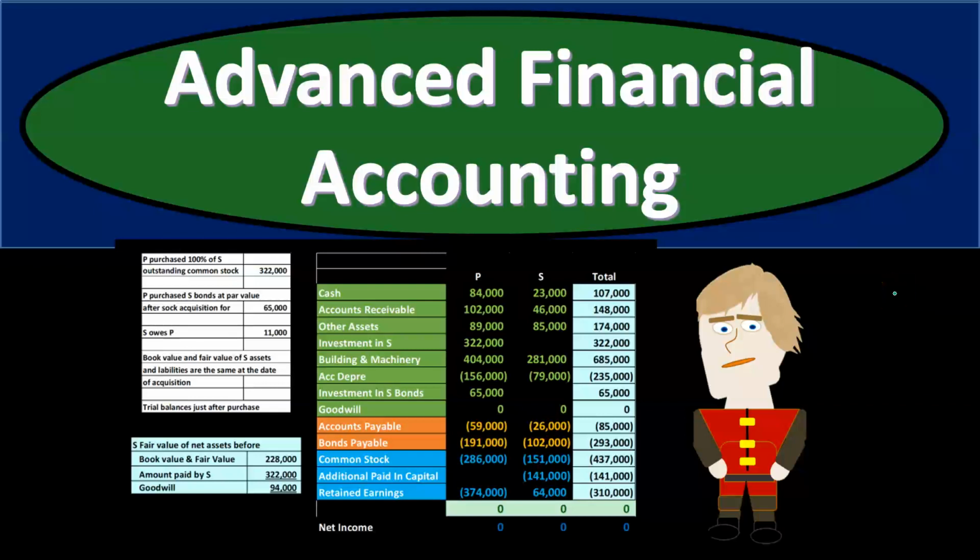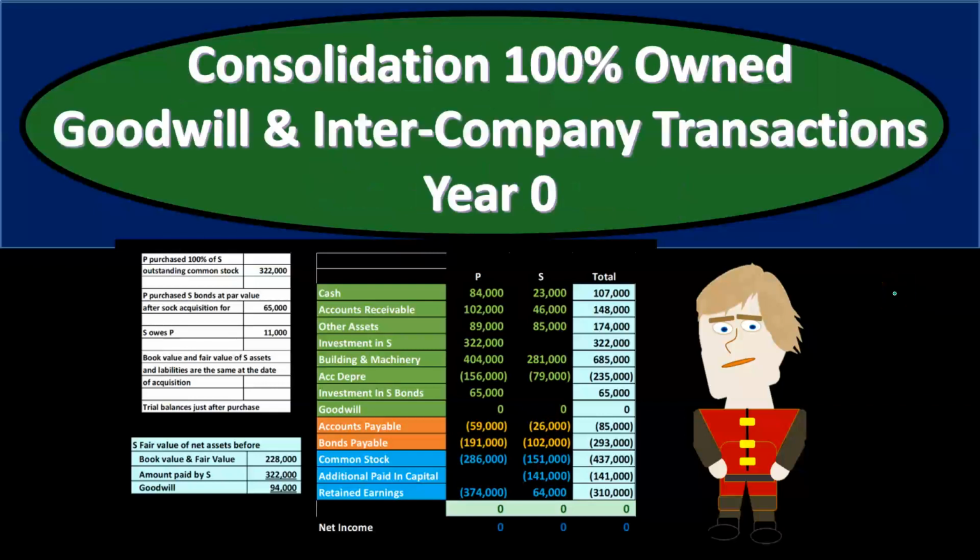Advanced Financial Accounting. In this presentation, we will work a consolidation process where we have a parent-subsidiary relationship, the parent owning 100% of the subsidiary. We will be dealing with goodwill within this consolidation process as well as other intercompany transactions.